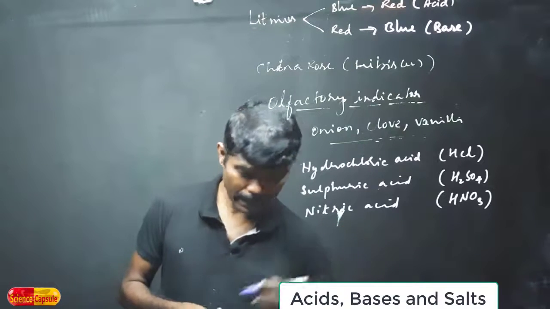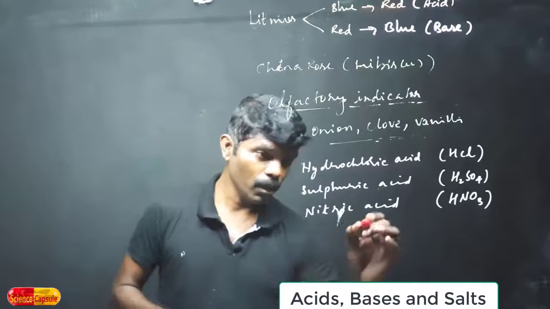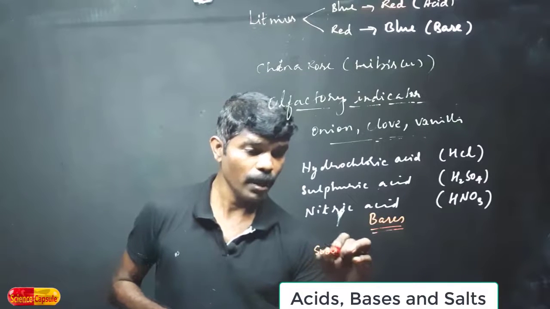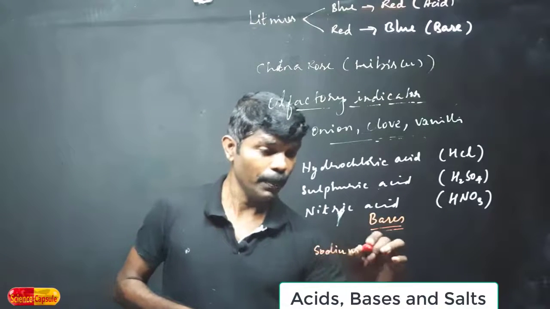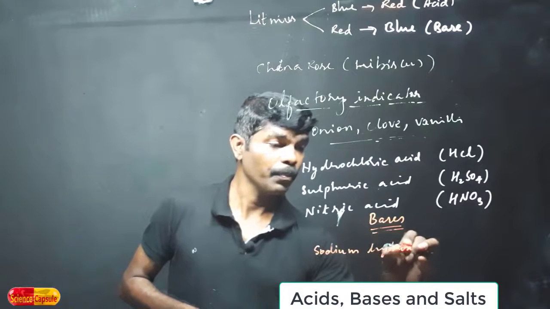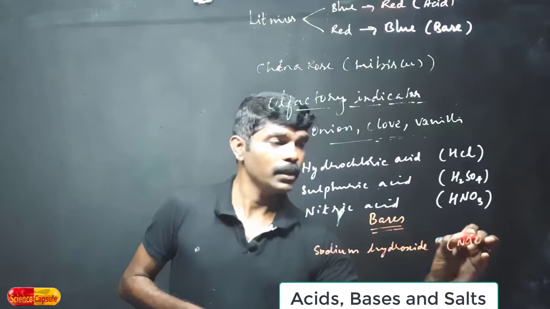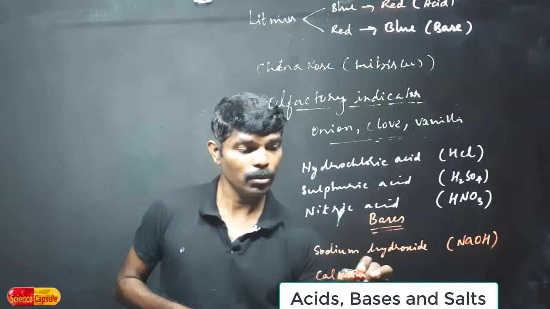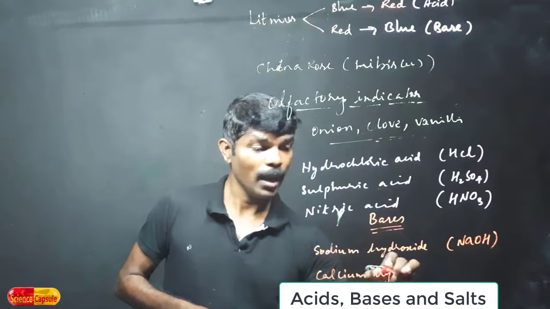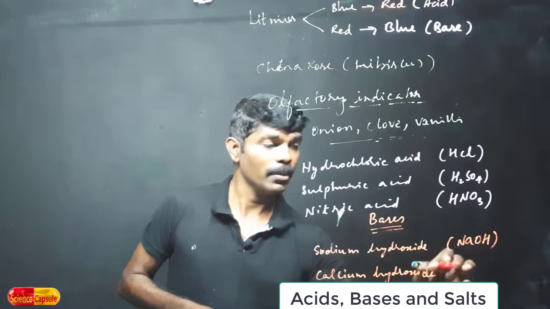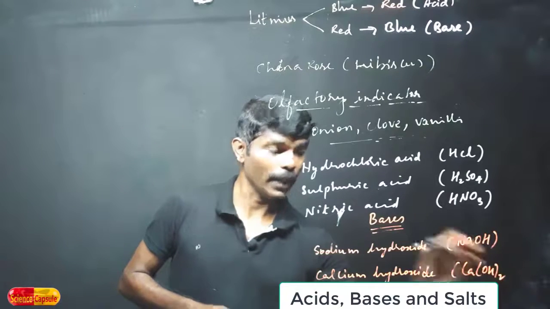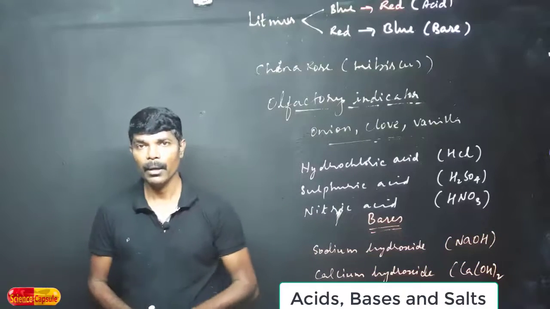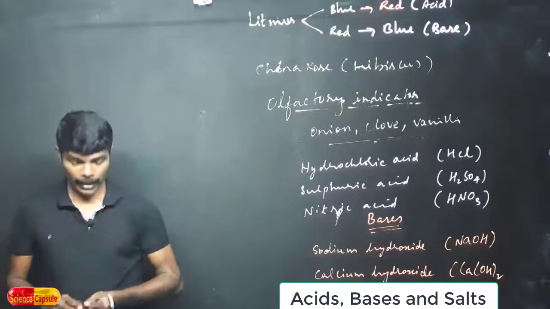So when we talk about bases, there are some bases available in the laboratory, that is sodium hydroxide, one of the important bases. The formula of sodium hydroxide is NaOH. Then another base is calcium hydroxide, also known as lime water. The formula of calcium hydroxide is Ca(OH)2. So these are some of the acids and bases. You should know the formulas so that you will learn the remaining portion very easily.